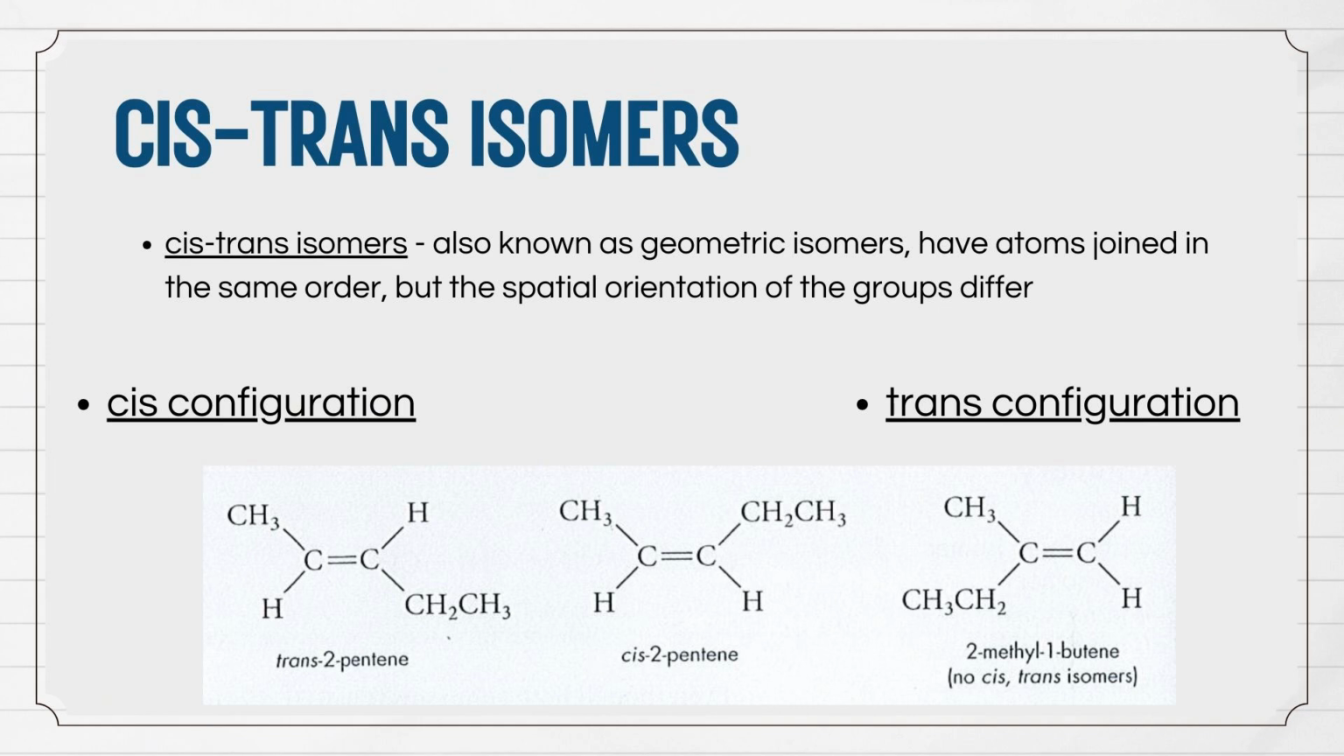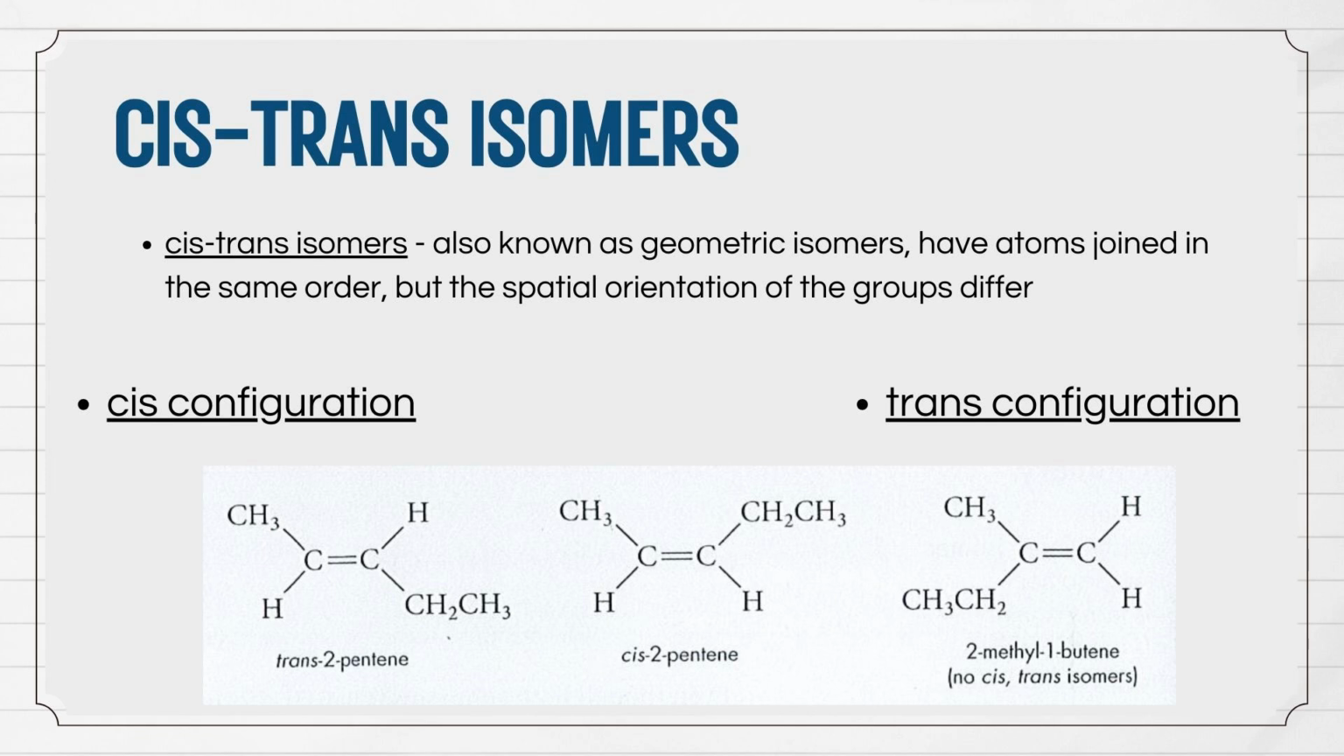In a cis configuration, the same atoms or groups are on the same side of the double bond. In a trans configuration, however, they are on opposite sides. Even though the formula and the connections are the same, the orientation changes how the molecule behaves. For example, cis isomers often have higher boiling points because the shape of the molecule allows for stronger intermolecular forces.